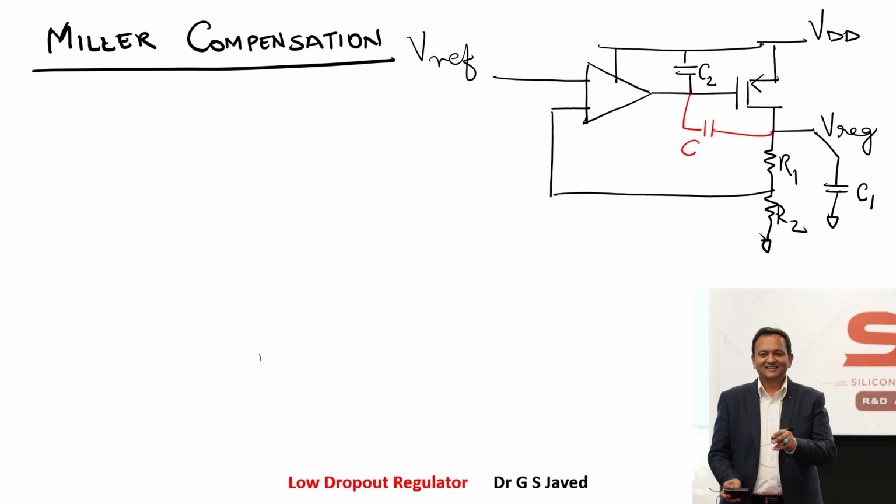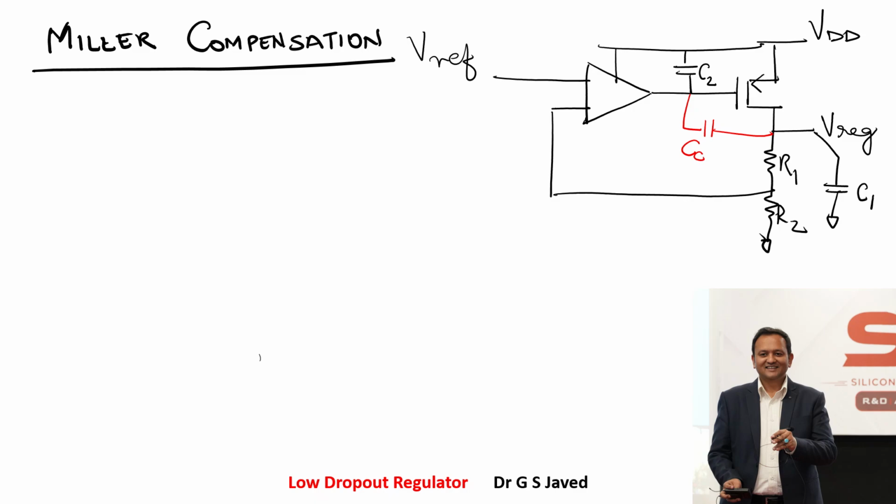capacitance Cc between the two high impedance nodes, in this case the drain of the PMOS and the gate of the PMOS, and compensate it. This further adds one more pole, or a much higher Bode plot impact.